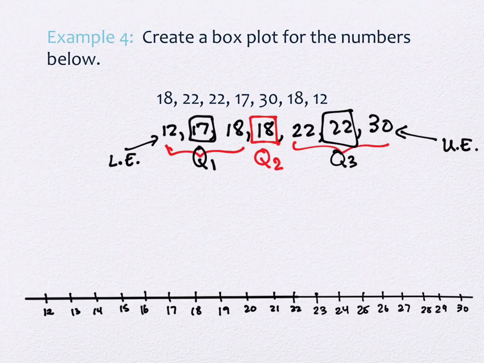So I have the lower extreme at 12. I have my Q1 at 17. I'm going to try to make them about the same height. And then I have a Q2 at 18. I have Q3 at 22. And my upper extreme is at 30.